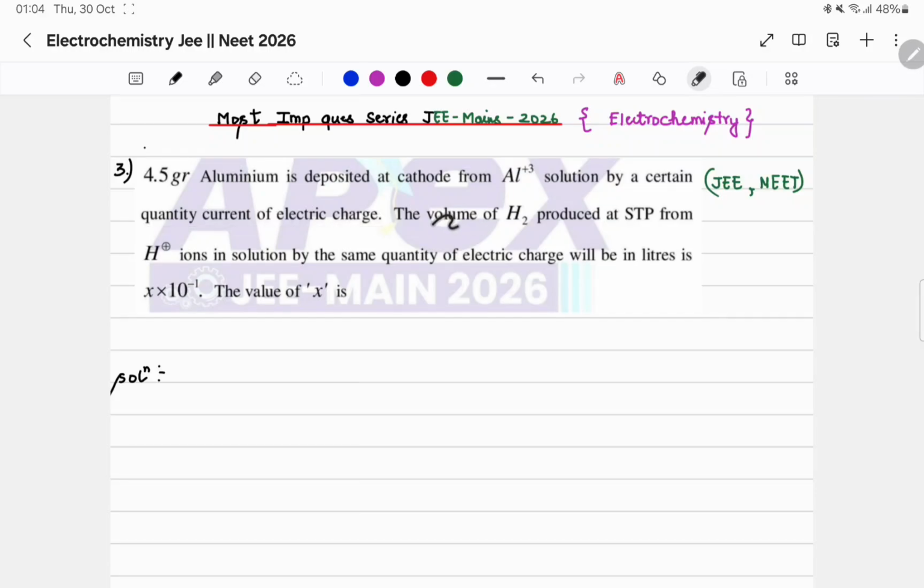Now what they are asking: we have to calculate the volume of hydrogen gas produced at STP from H+ ion in solution by the same quantity of electric charge. So this is a very important point: the same quantity of electric charge. The volume will be in liters, and they are reporting it as X, and we have to calculate the value of X. So let's approach this question.